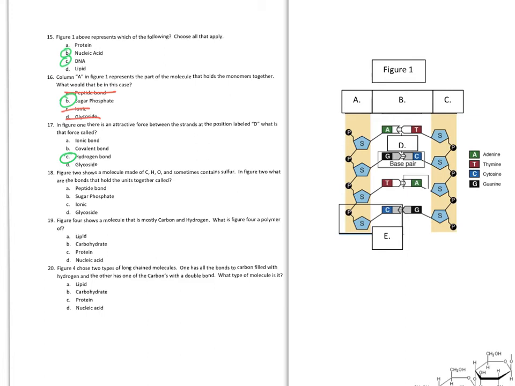I put glycoside, but we didn't talk about glycoside at all, so I made it up. It's not even a word as far as I know. Ionic and covalent: the covalent bonds are right here, in between the atoms, not in between the molecules. And there are no ionic bonds here. Remember, ionic is when you have a positive or a negative. So the answer is not covalent or ionic. The answer is hydrogen bonds.